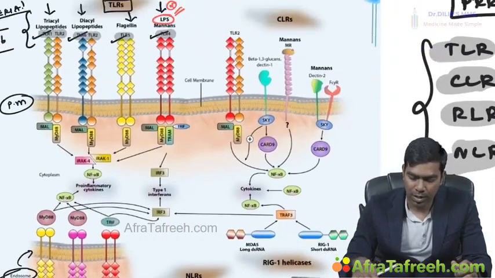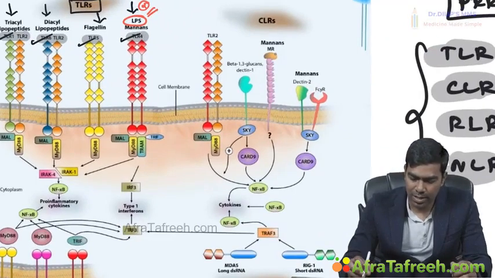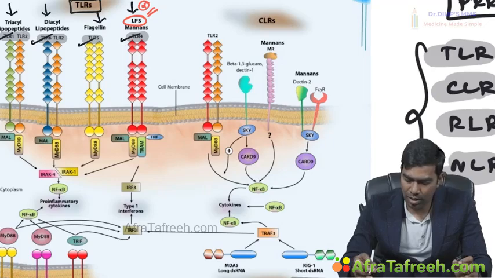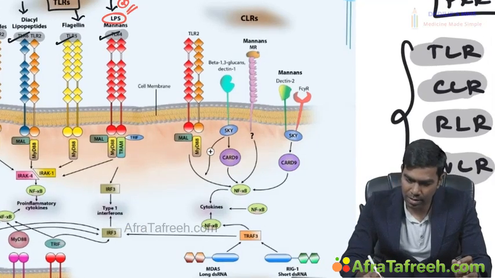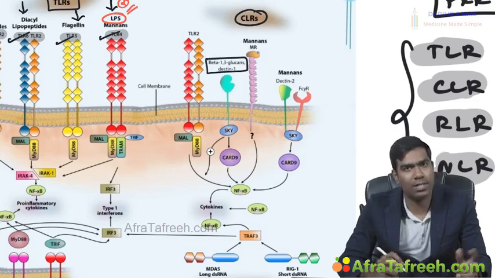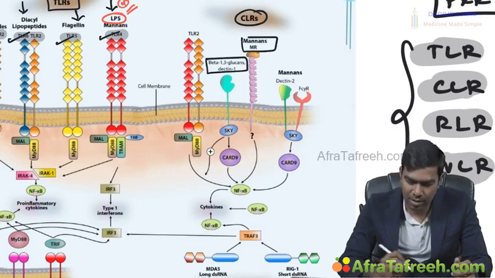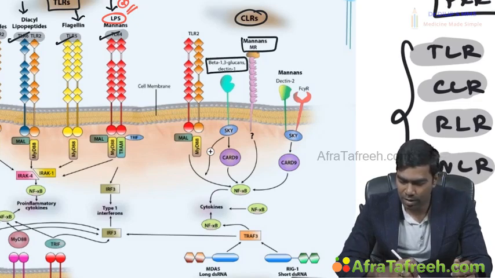And similarly, you can see the CLRs. These are Mannan-like receptors. You can see this Mannan receptor. The CLRs typically recognize beta-1,3 glucan, which is a fungal component, and Mannans again, which are very importantly fungal components.